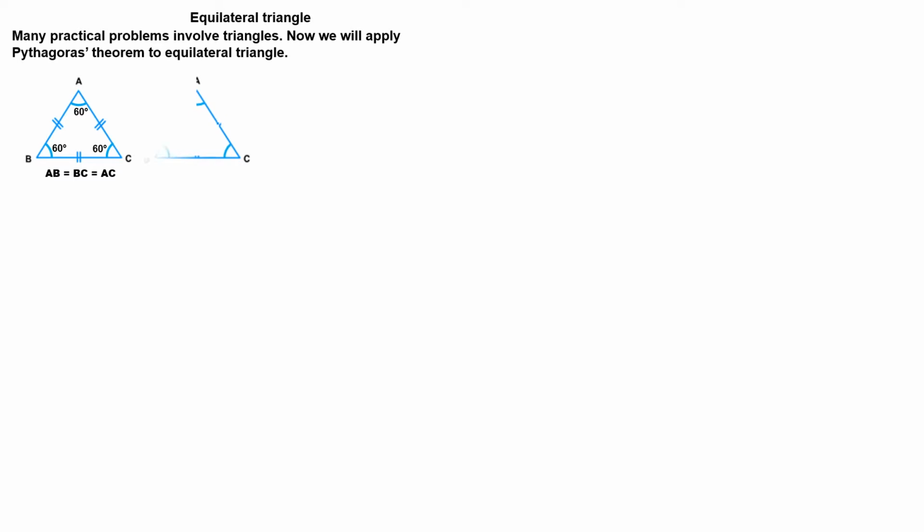To find the area, we can first find the height. To find the height, we can draw an altitude to one of the sides in order to split the triangle into two equal right triangles. Now we apply the Pythagoras theorem to find the height. Pay attention.